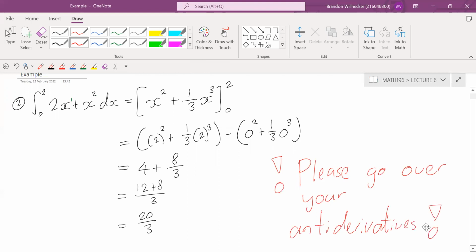Okay, so we did go over some antiderivatives before, but please make sure you are very familiar with antiderivatives, because all of this integration from now on is going to be done using antiderivatives. The first step, whenever you're doing the integral, is always: what is the antiderivative? So it's very important that you are comfortable with that.